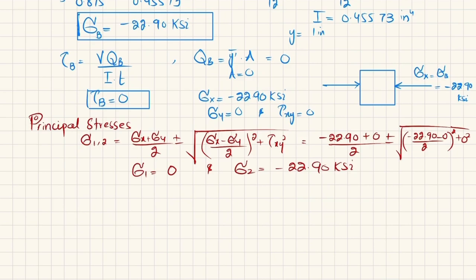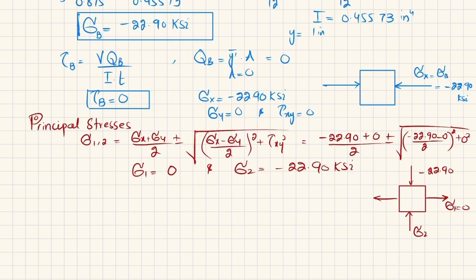So these are the principal stresses. If you want to represent them on the element, the representation will be: sigma 1 is equal to 0, so it will be like this, sigma 1 is equal to 0, and your sigma 2 will be compressive, that is minus 22.90, and this will be minus sigma 2, which is 22.90.